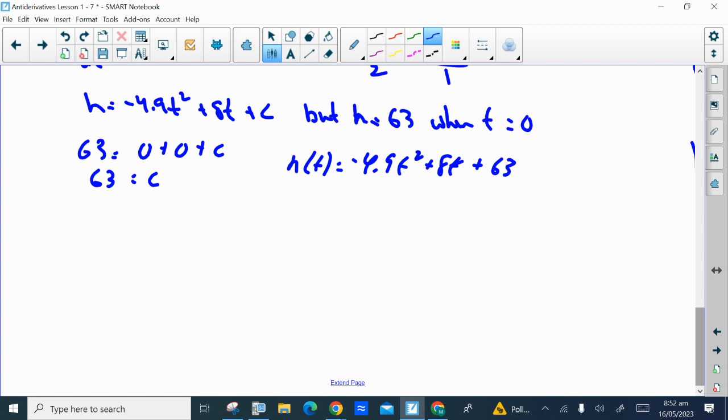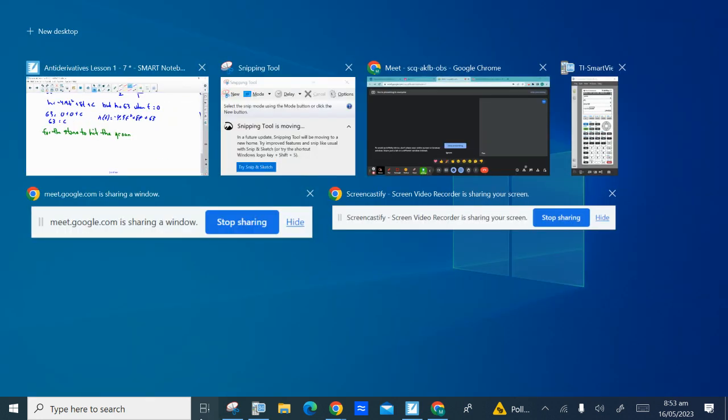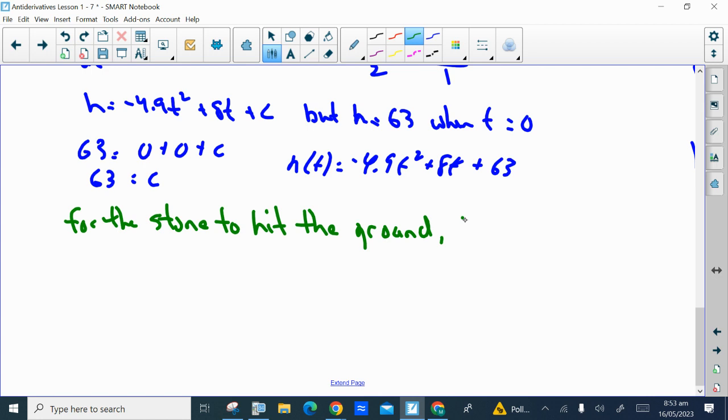But the question wants to know, how long will it take for the stone to hit the ground? So for the stone to hit the ground, h at t has to equal 0. The height will be 0 when the stone hits the ground. So 0 will equal negative 4.9 t squared plus 8t plus 63. So basically we want to solve that quadratic.